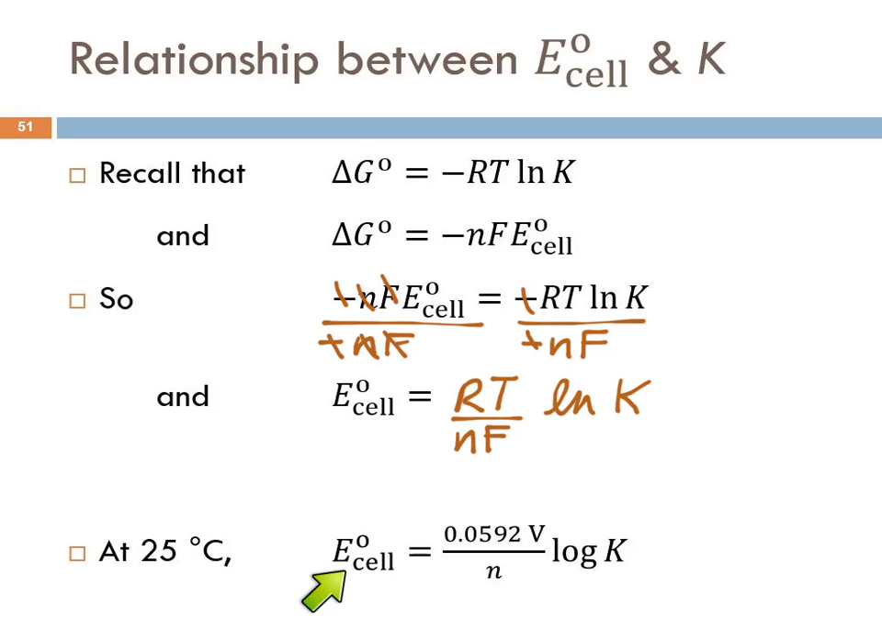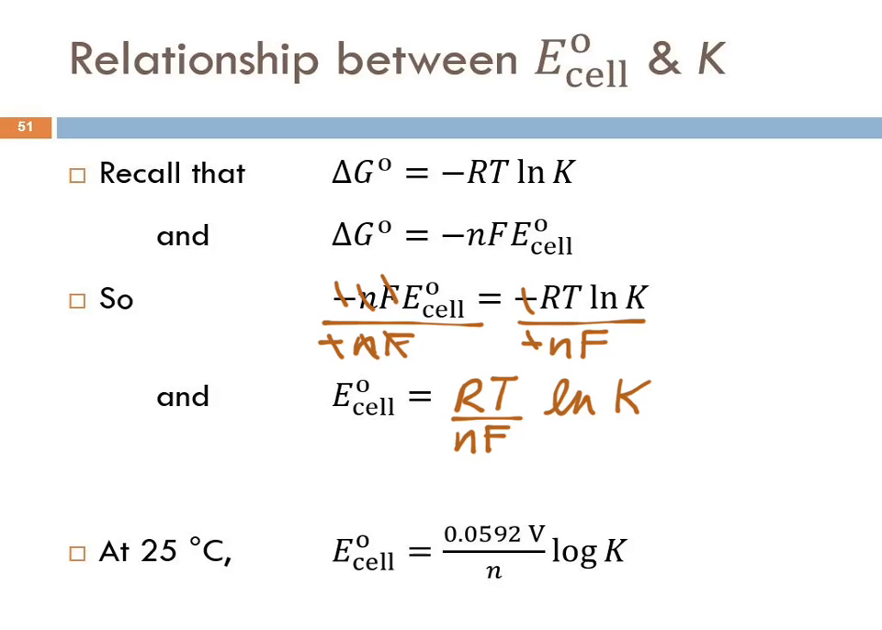Now, how did they get to this? Well, this is at 25 degrees Celsius. So at 25 degrees Celsius, T is 298. The gas constant is 8.314 joules per mole Kelvin. The Faraday constant is 96,485 coulombs per mole of electrons, and n stays. And then they changed the natural log to base 10 log, and that factors in there also.